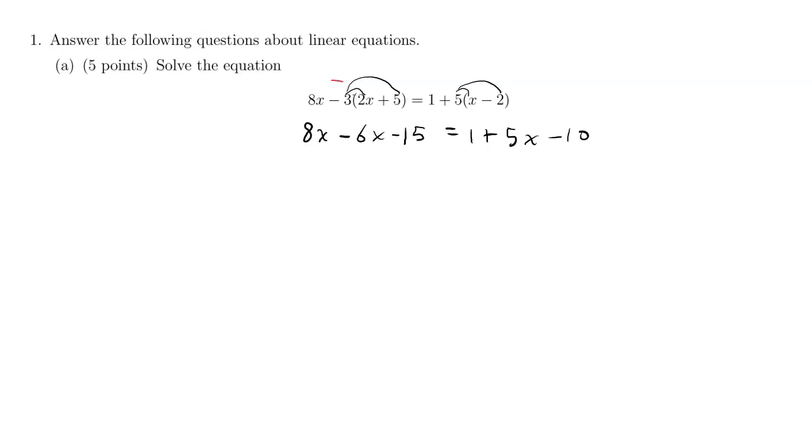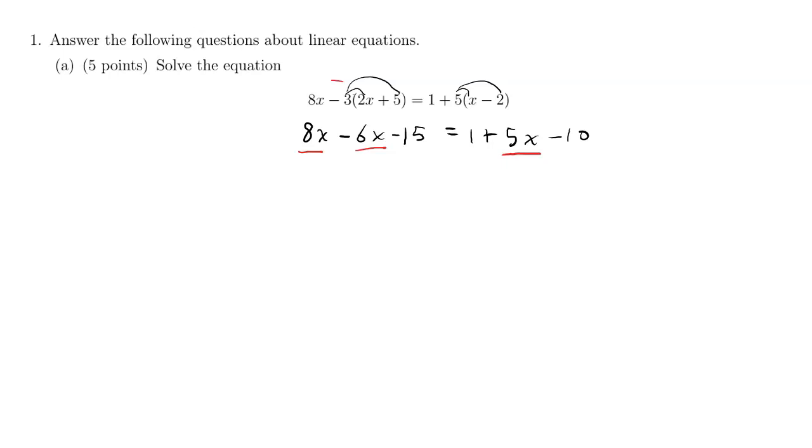Now, since you're trying to solve for x, you want to move all the x's to one side and all the other numbers that do not have x to the other side. So I see that these three terms have x in them. The other ones don't. So I'll move the ones with x onto the right side. And remember, whenever you move a term, the sign changes.